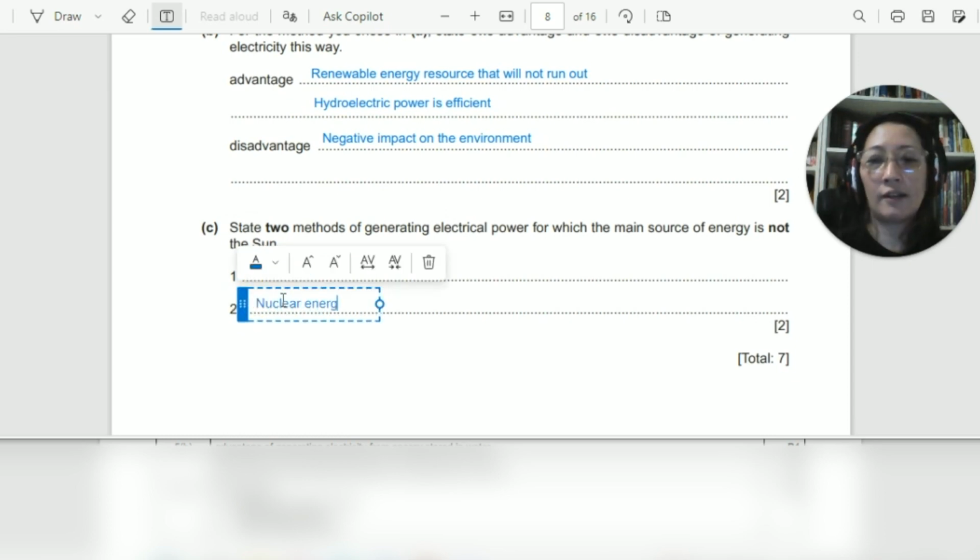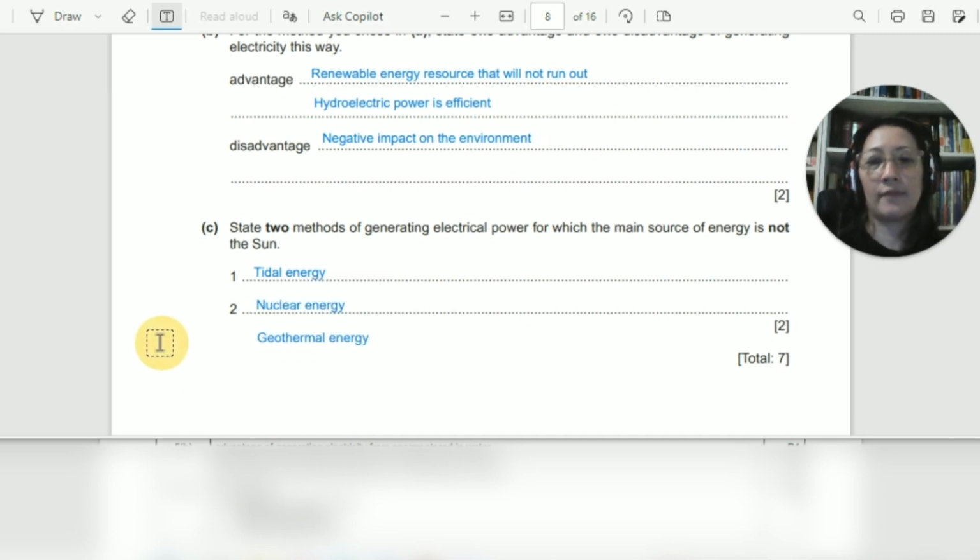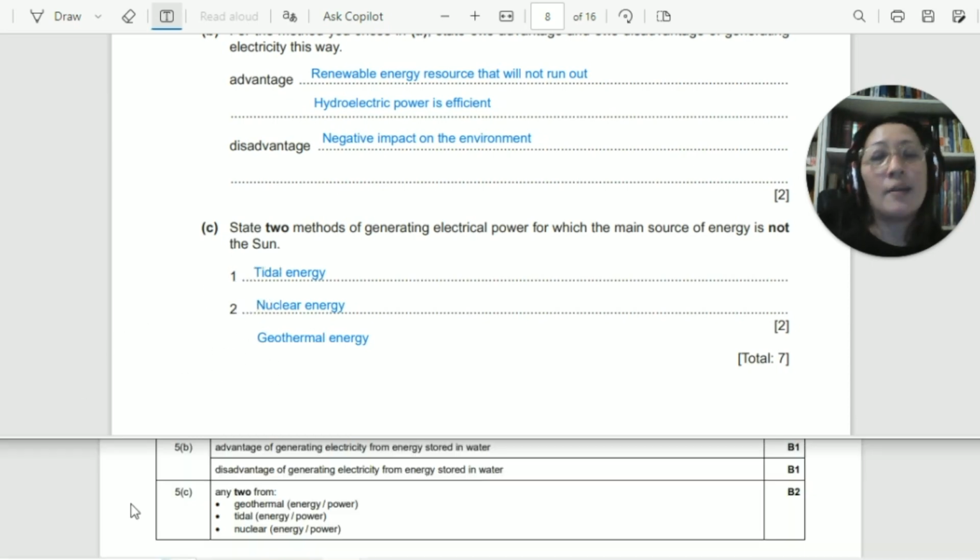nuclear energy, as well as geothermal energy. A quick and easy way to remember this is T and G. And as you can see in the mark scheme, those are the 3 possible answers for this question.